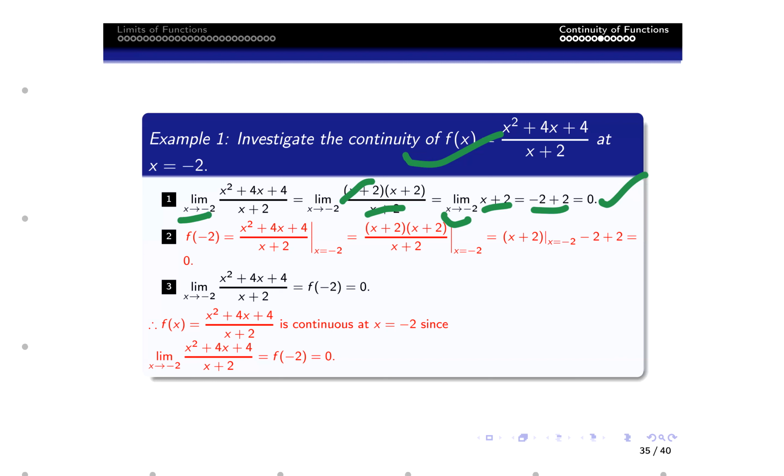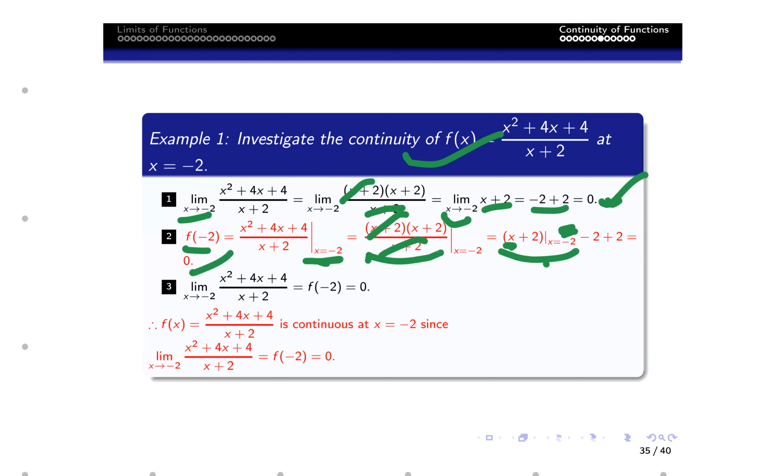So f of minus 2 means that you put minus 2 into the expression. Again, we can break this down. We are evaluating at x equals minus 2. We break this down and this cancels out. So you have x plus 2 evaluated at minus 2. That's minus 2 plus 2, and the answer again is 0. So you can see that the limit exists and it is 0. Like I told you, 0 is a good answer.